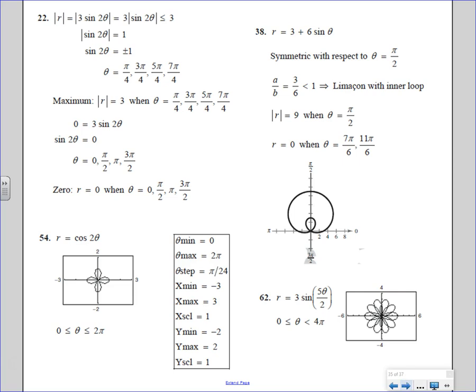Wait, those were the maximums. Hold on. What else are they asking for? Oh, the zeros. Here we go. The zeros are going to be at 0, pi, 2 pi, but we have to set our 2 theta equal to that. It'd be 2 theta equals 0, pi, 2 pi, 3 pi. Divide by 2.